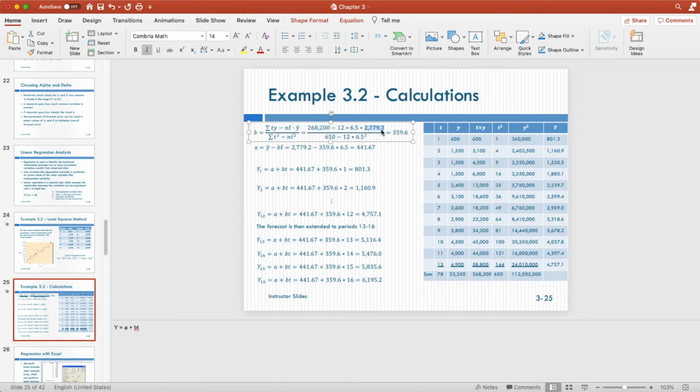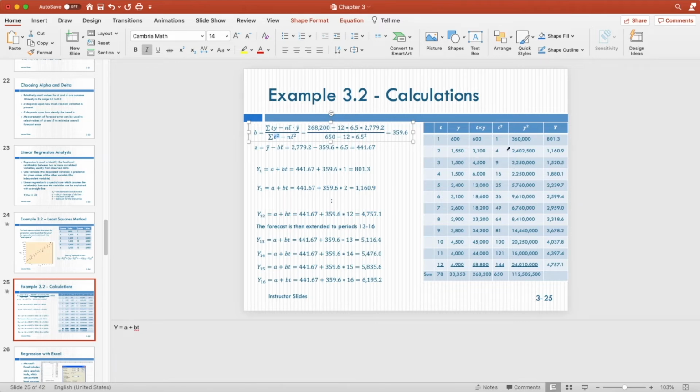Okay, and then the next one, the summation of t squared. This is similar to the summation of ty. The only difference is that you first need to calculate t squared for every row. So you see that t squared is showing up here. 1 times 1 is 1, 2 squared is 4, 3 squared is 9. That's the number showing here.